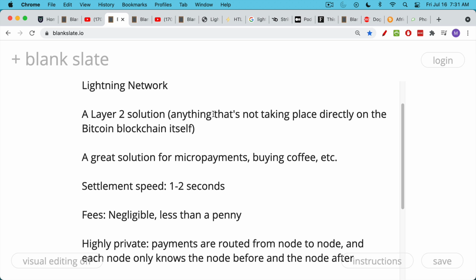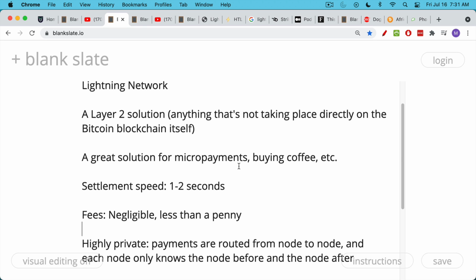Its fees are negligible, less than a penny in most cases, as far as I can tell. So extremely cheap. If you were using the Bitcoin blockchain itself to buy a cup of coffee, your cup of coffee might be $3, and then the transaction fee might be $5 or something like this, so it doesn't make sense. But it certainly makes sense with a layer two solution like the Lightning Network.